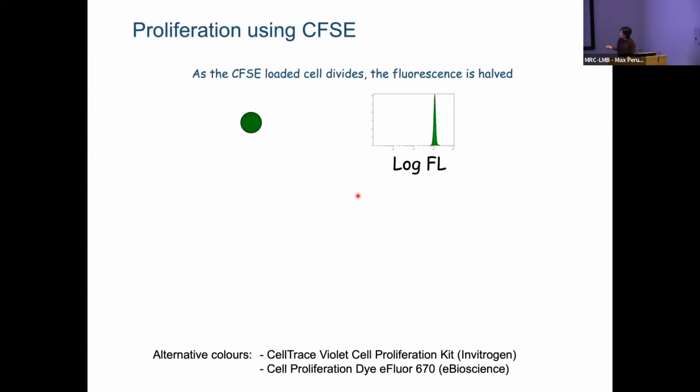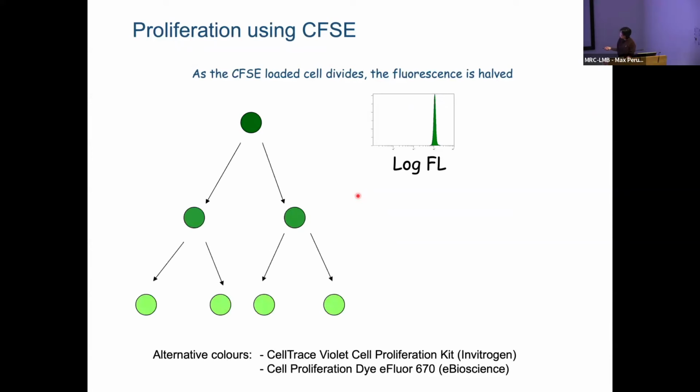So we can also track proliferation using CFSE or other cell tracing dyes. So here is an example. We load CFSE to the parent cell population. When the cell divides, the fluorescence halves. So they have gone through several generations of division, and the fluorescence is becoming weaker and weaker.